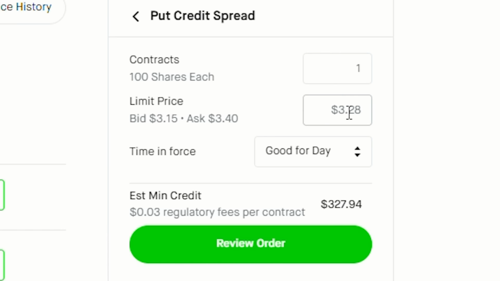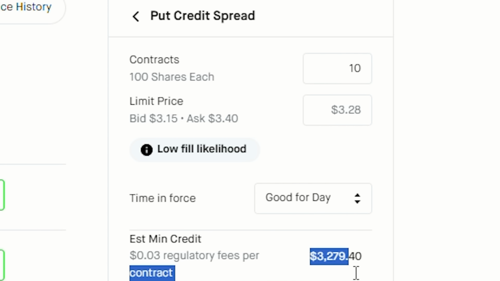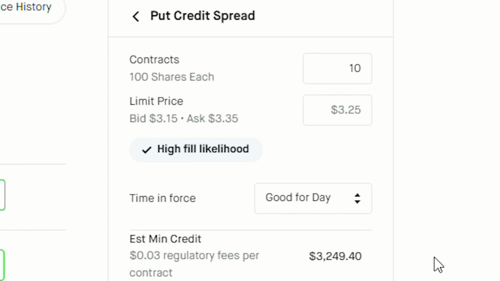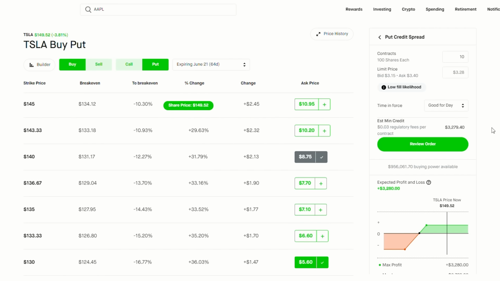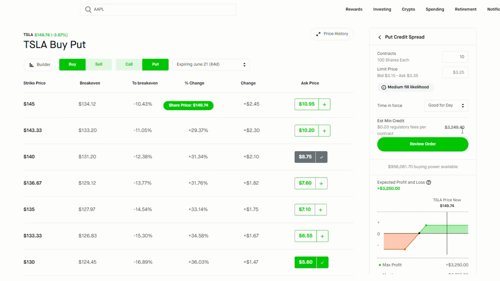Now, if I continue and go to 10 contracts, you'll actually see here that I am way more than making up for the cost of buying back those shares. In fact, I'm losing $1,000 or $980, but I'm making $3,250.